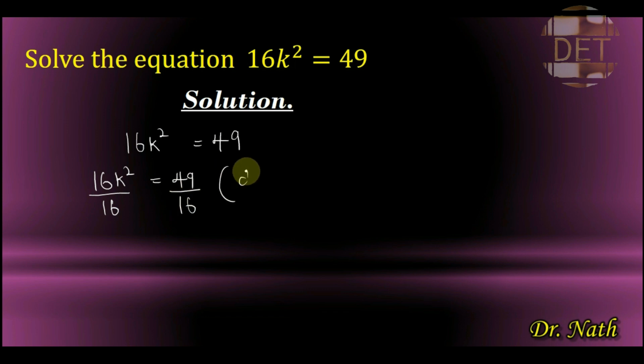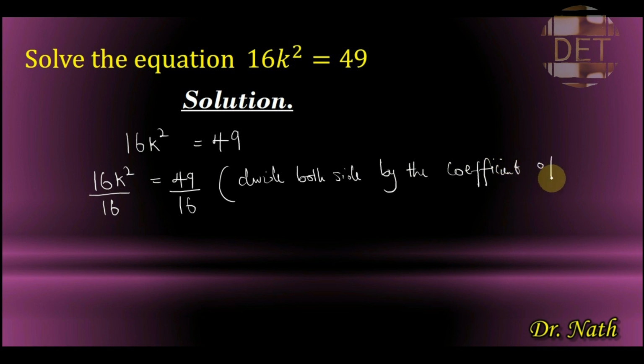What I did here is that I divided both sides of the equation by the coefficient of k squared, which is 16, to make the k stand alone. So this 16 will cancel this 16 to make this k squared stand alone. So this is k squared is equal to 49 all over 16.